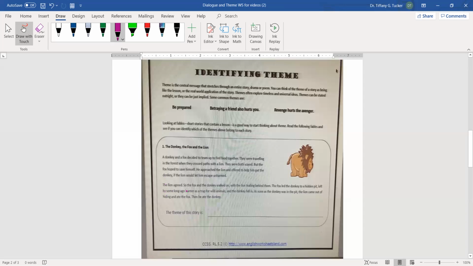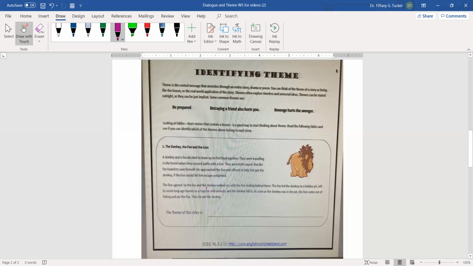The lion agreed. So the fox and the donkey walked on with the lion trailing behind them. The fox led the donkey to a hidden pit left by some long ago hunters as a trap for wild animals, and the donkey fell in. As soon as the donkey was in the pit, the lion came out of hiding and ate the fox. Then he ate the donkey.